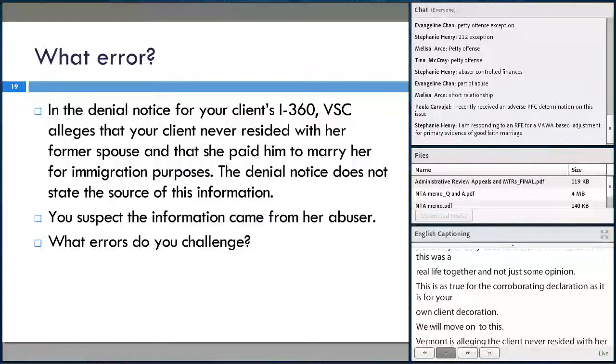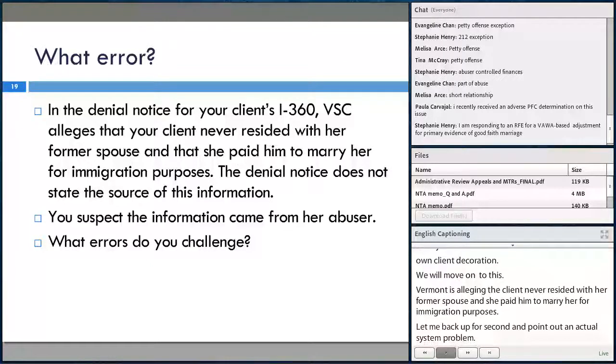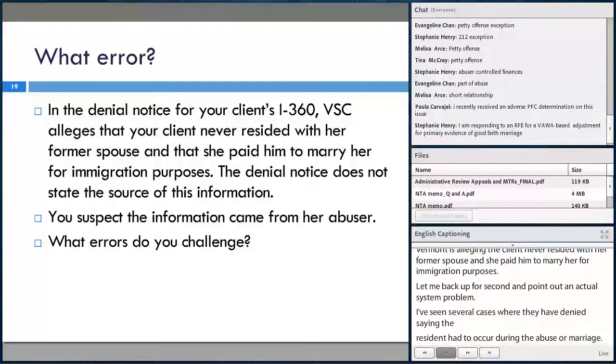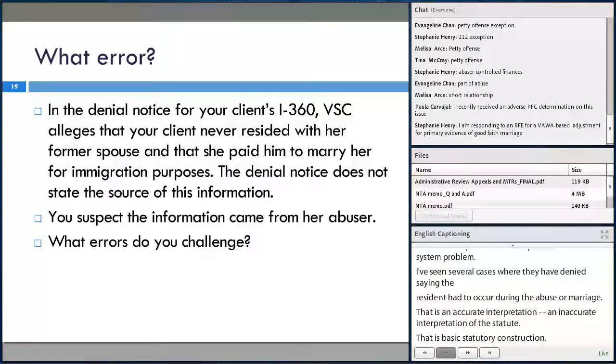I've seen several cases where they've denied, saying that the residence had to occur during the abuse or during the marriage. That's just an inaccurate interpretation of the statute. That's not what the statute says. Definitely contact us if you're seeing that, because that's basic statutory construction. We can teach you in another webinar how to do statutory construction, but they're basically glomming on an extra requirement for residence that is not in the statute.